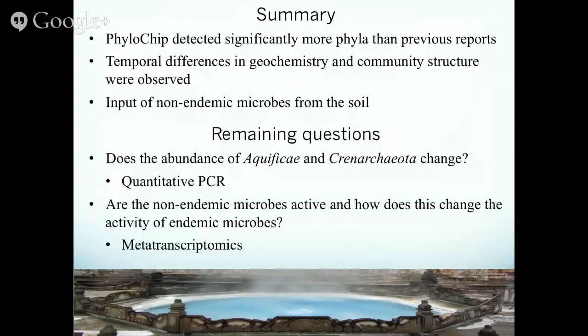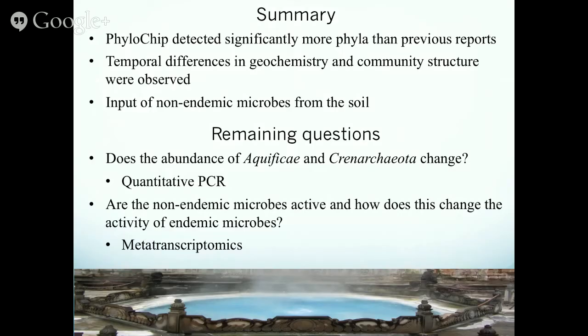So in summary, the PhyloChip was able to detect significantly more phyla than any of the previous reports, especially in this Tengchong environment. We are seeing some temporal differences, not only in the geochemistry, but also in the community structure, but likely because of this rain event pulling the soil microbes, these non-endemic microbes, from the soil and putting them into the hot spring.